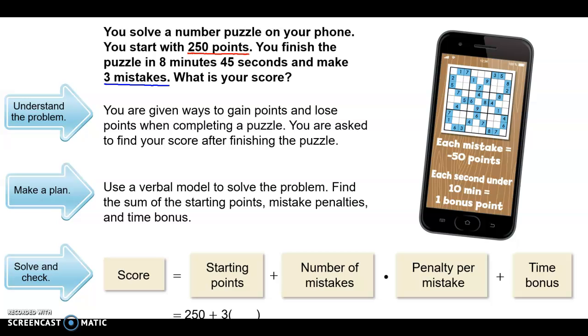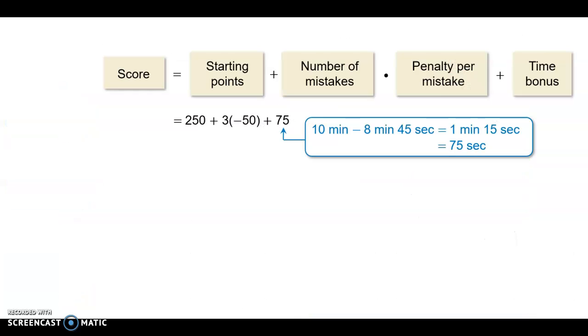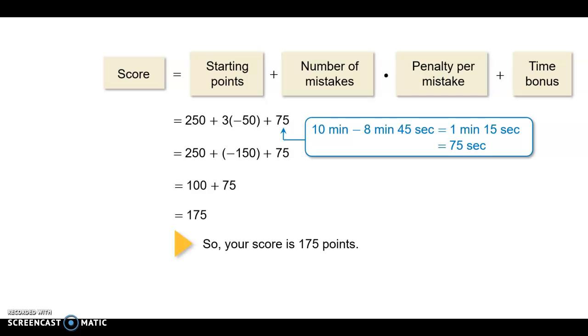Plus 3 mistakes times minus 50, plus our time bonus: 10 minutes minus our 8 minutes 45 seconds equals 1 minute and 15 seconds, which gives us 75 seconds. So if we have our 75 seconds, we add it to our mistakes and our time bonus. We do our order of operations, so our score is 175 points.